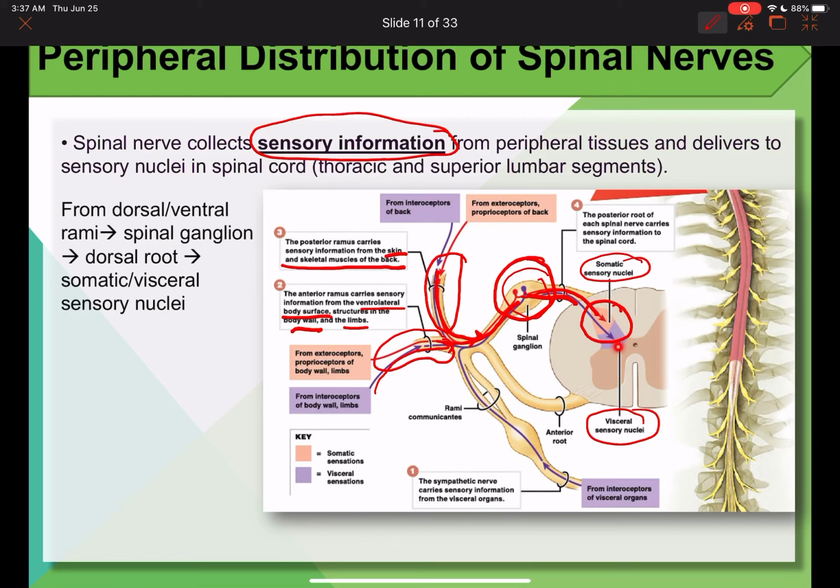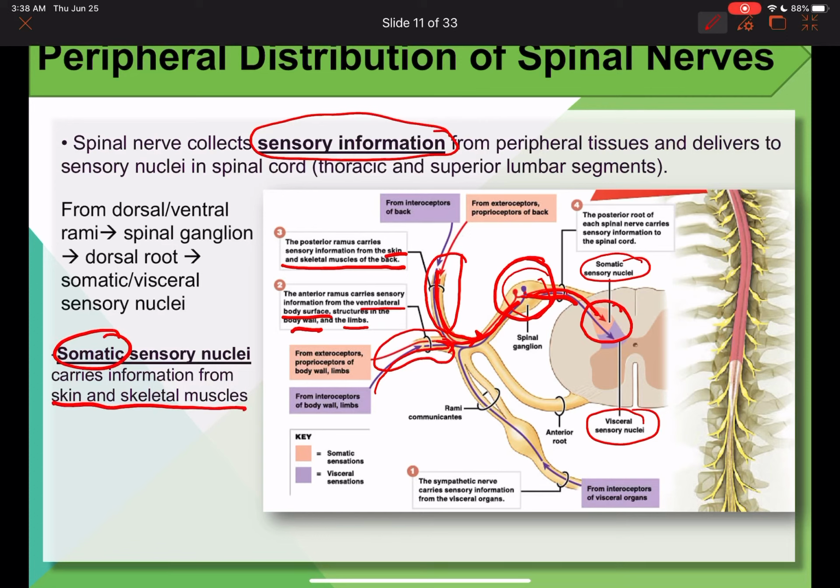then into either somatic sensory nuclei or the visceral sensory nuclei. So the somatic sensory nuclei will carry information from skin and skeletal muscles. Remember what I talked about, the word somatic usually directs to skeletal muscle. So in this case, most of the time when you hear the word somatic, it mostly means skeletal muscle, but here it also includes the skin as well. So somatic for skin and skeletal muscle information.